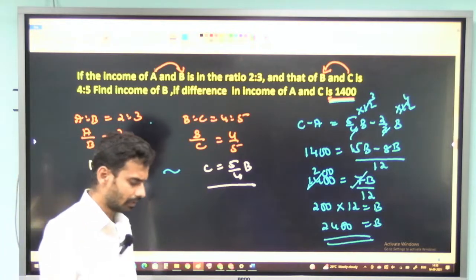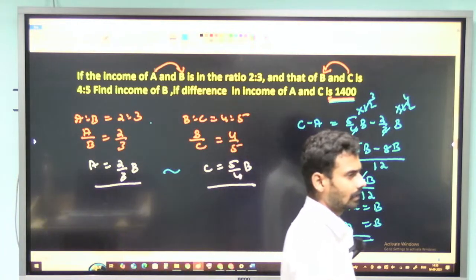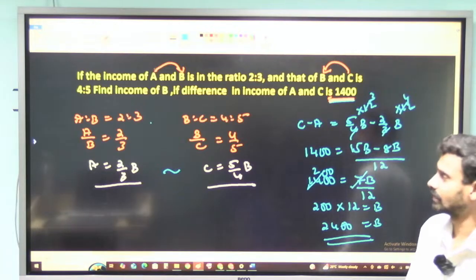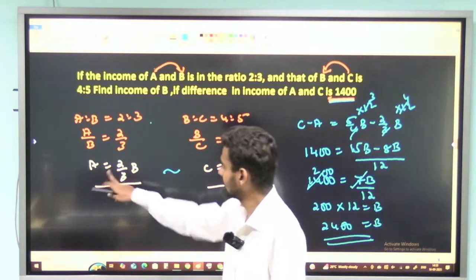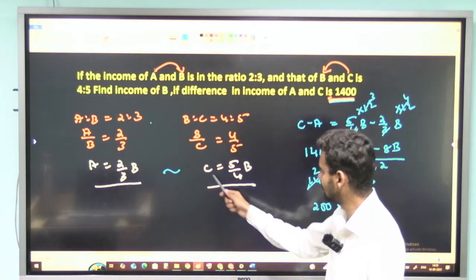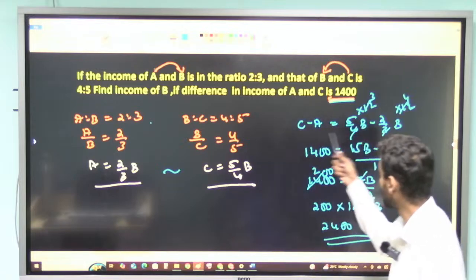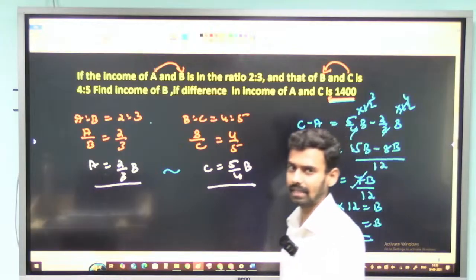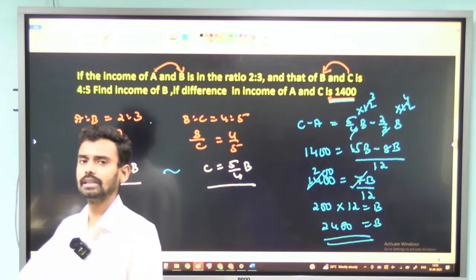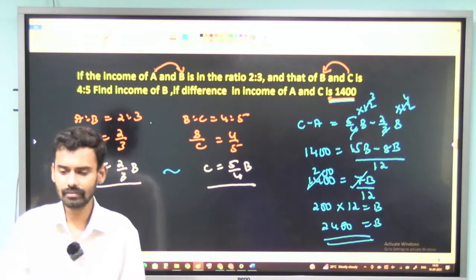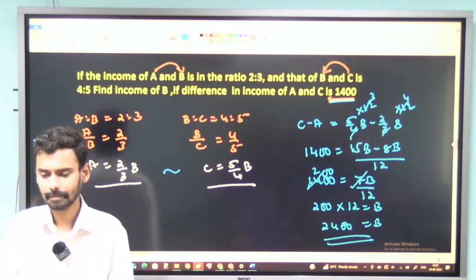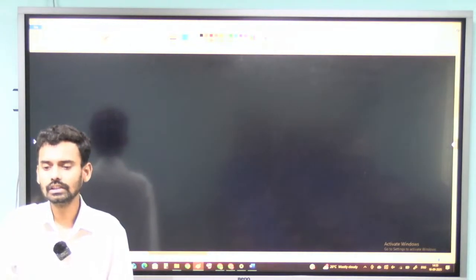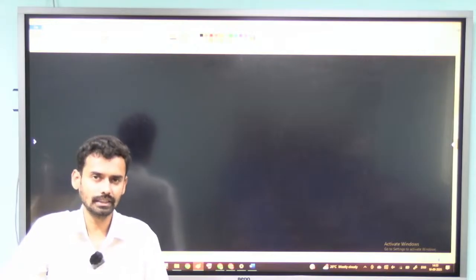But if we observe, this is a bit lengthy method. First, we need to form the equation. First, we need to represent A in terms of B. Then, we need to represent C in terms of B. Then, we need to form the equation, take the LCM, and solve the equation. That will be a bit lengthy. So, the other method of doing this is merging the ratios. As we learned in the last class, we can directly use the concept of merging ratios and we can solve this type of question.